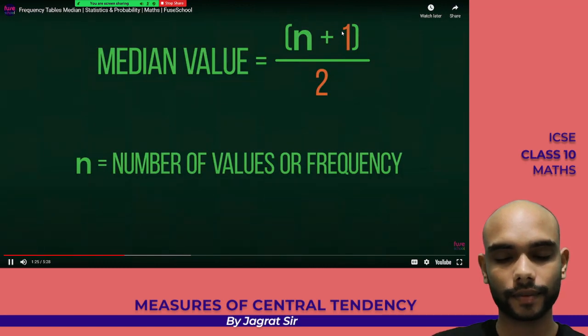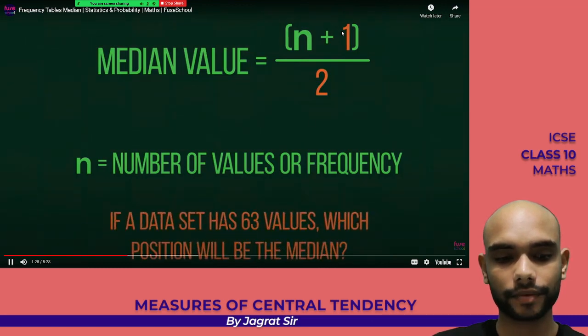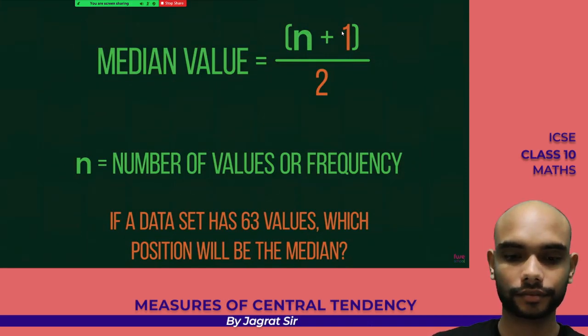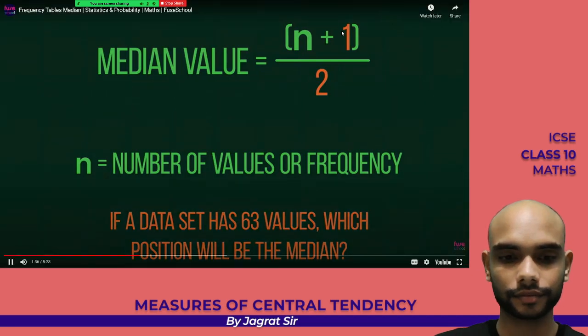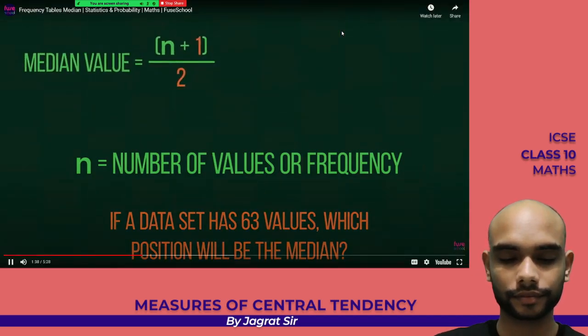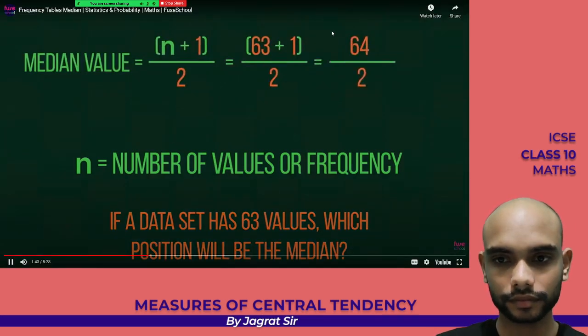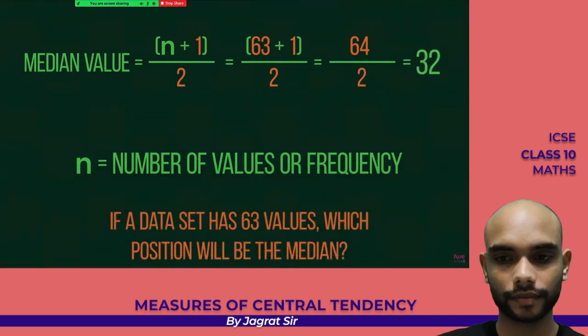Try for yourself. If a dataset has 63 values, which position will the median be? Pause the video and have a go. Let's see how you did. If n takes the value 63, 63 add 1 equals 64. 64 divided by 2 gives us an answer of 32. So the median is in the 32nd position.